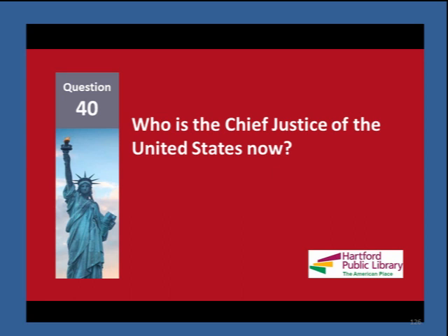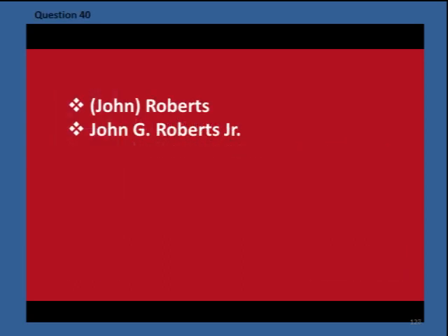Question 40. Who is the Chief Justice of the United States now? Roberts. John Roberts Jr. is the Chief Justice of the Supreme Court now. If asked who the Chief Justice is, you may answer with the justice's full name or just the last name.